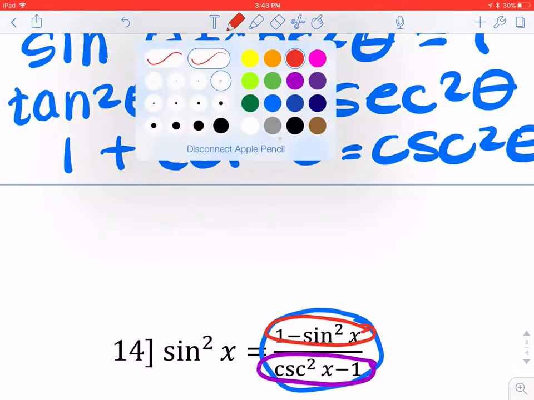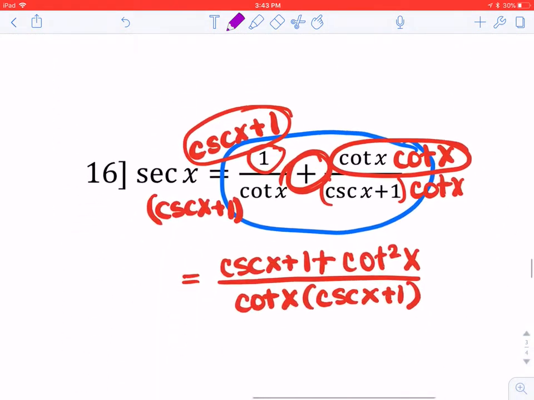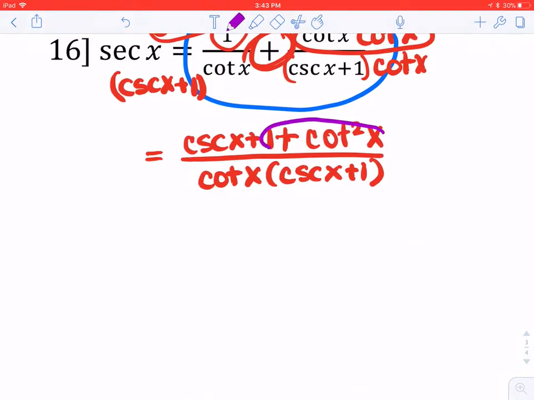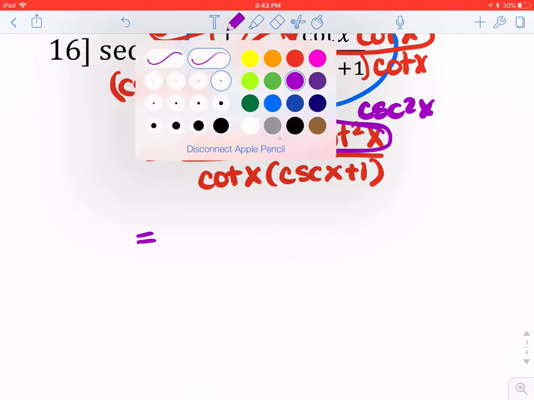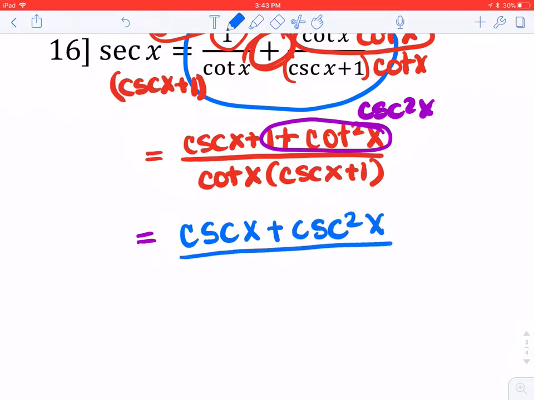All right, so what I notice right away is that I have a 1 plus cotangent squared of x, which is equal to cosecant squared of x. So I'm going to go back down to my problem here and say, all right, I have a 1 plus cotangent squared, which is substitutable with a cosecant squared of x. So that's going to be my next step. I have cosecant of x plus cosecant squared of x all over cotangent of x times cosecant of x plus 1. All right, so now what's jumping out at me is that my numerator is definitely factorable.